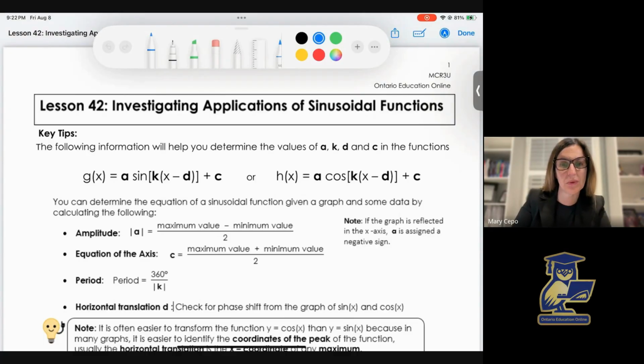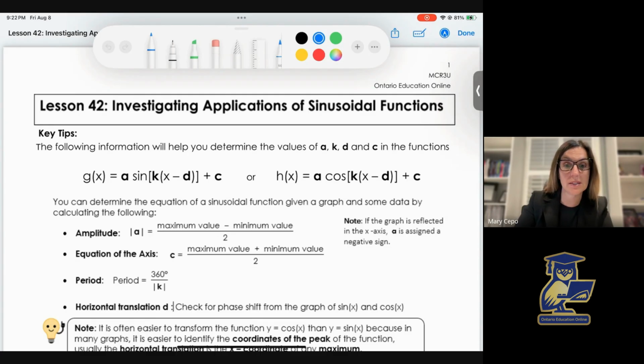In this lesson, we will explore how to apply sinusoidal functions to model and solve real-world problems. Now, with that, we're going to bring together and remember all the different transformations that can occur, because we have to interpret graphs and decide what is our A value, K value, D value, and C value.